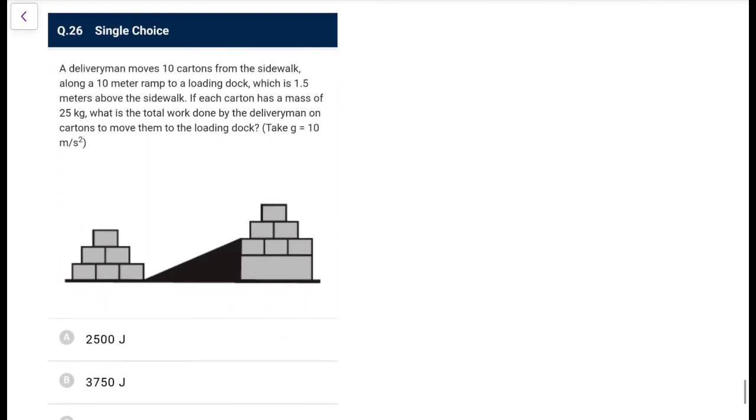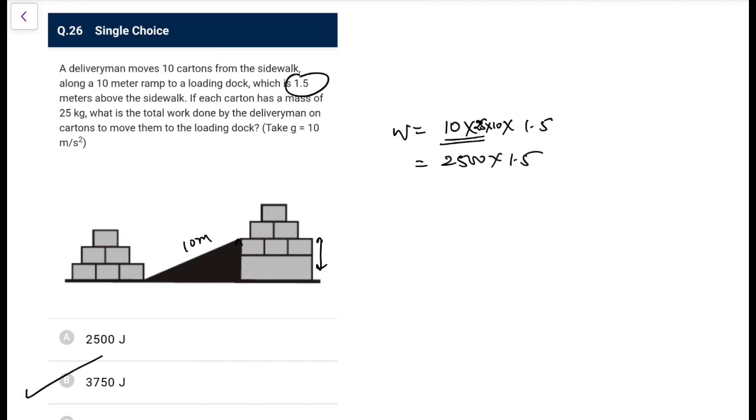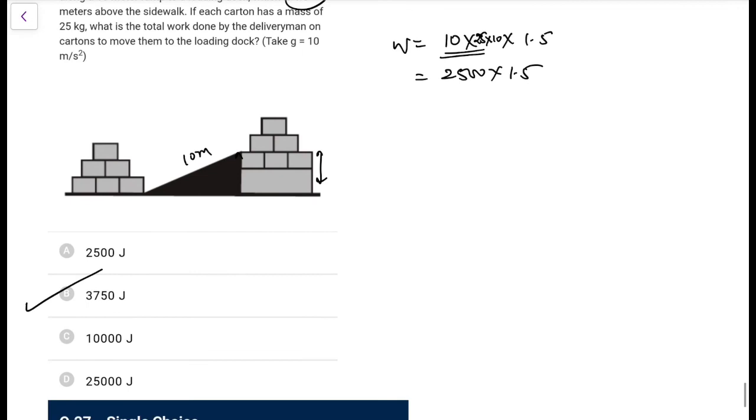Next one. A delivery man moves 10 cartons from the sidewalk along a 10-meter ramp to a loading dock which is 1.5 meters above the sidewalk. If each carton has a mass of 25 kg, what is the total work done by the delivery man on the cartons to move them to the loading dock? You only have to check the height, 1.5 meters, so work done would be mgh. We don't need the 10 meters. The total mass is 250 kg, and with g as 10, 2500 into 1.5 gives 3750 joules. That is the work done by the delivery man.